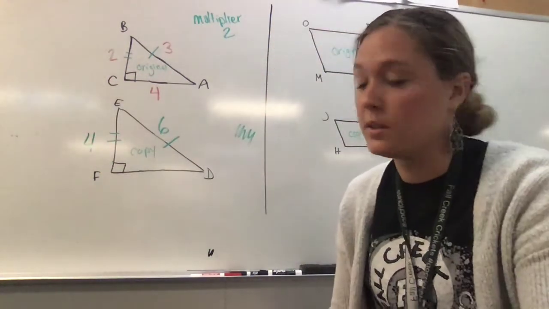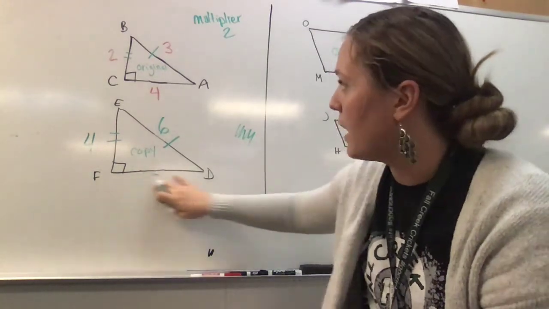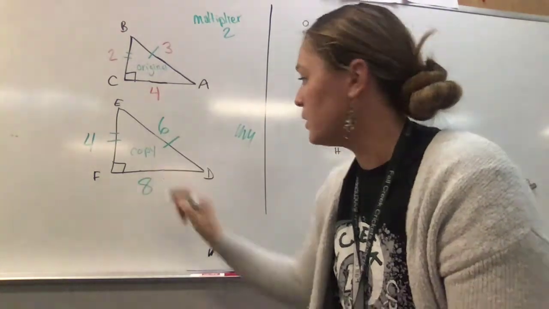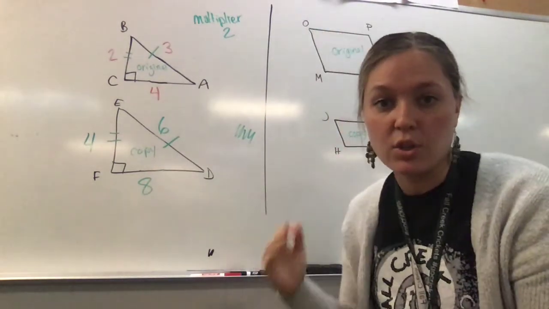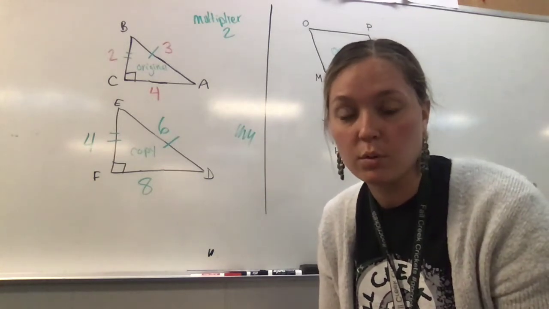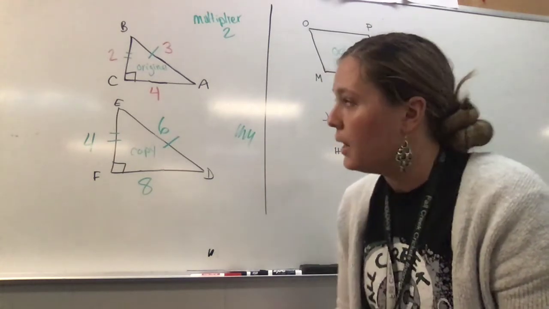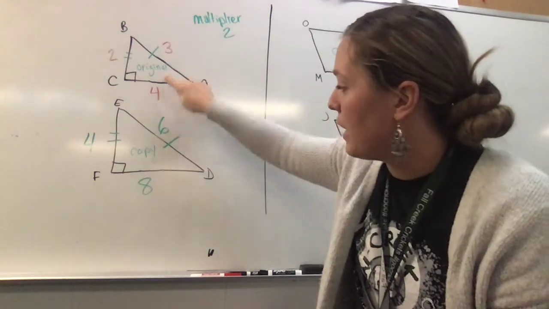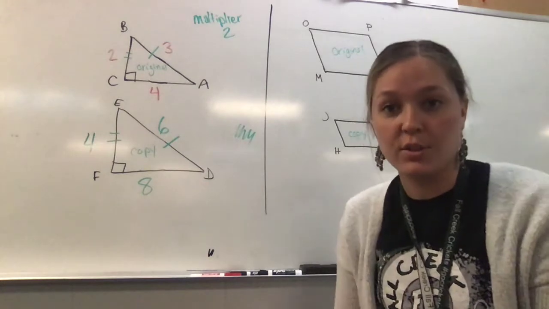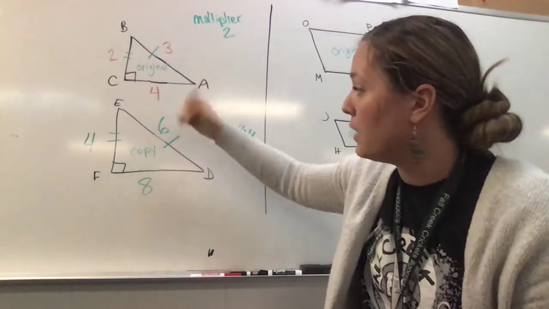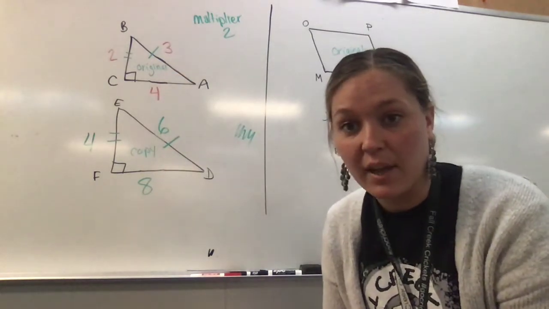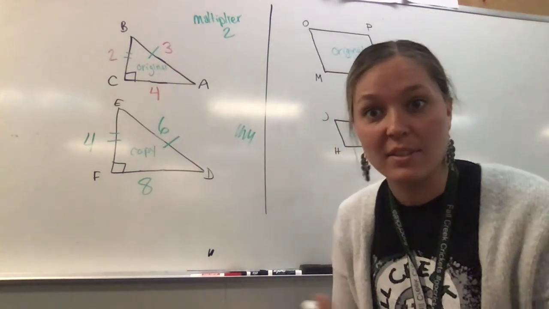And then I also need the last side length. So 4 times the multiplier of 2 is 8. So at this point, I would say that these 2 shapes are similar, and they're related by a multiplier of 2, or a scale factor of 2. Now because this is the original and this is the copy, the scale factor is 2. If these 2 were switched around and this was my original and this was my copy, then the scale factor would be 1/2 because it's half the size.